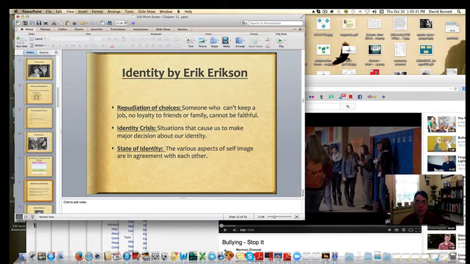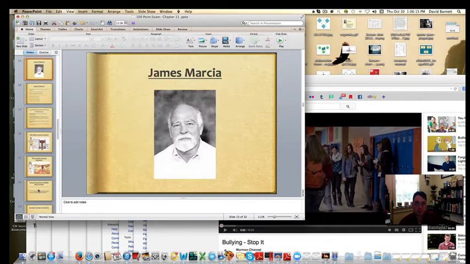And again, someone who can't keep their job, no loyalty, that's someone who has a repudiation of choices, and they're having an issue with the balance between their identity and who they think they are, but their choices are not the same. Someone who thinks, I'm a good guy, but he's cheating on 6 other people, you're not a good guy. You think you are. Let me explain to you why. Society thinks that that's inappropriate, your friends think it's inappropriate. So your identity choices are all over the map. And that's under Erikson, so keep that in mind.